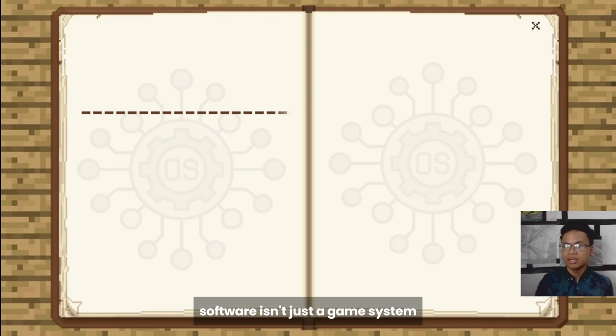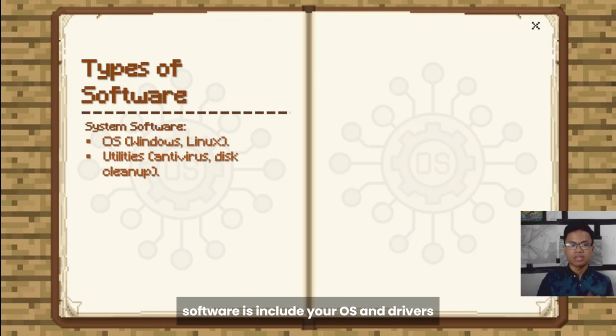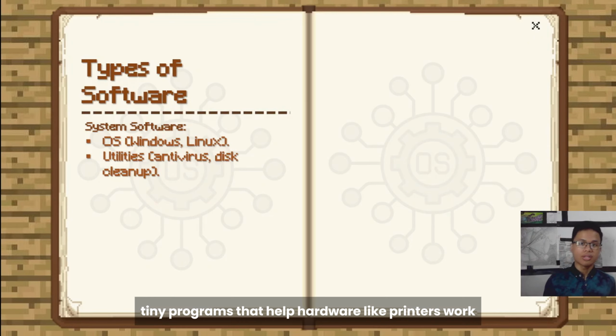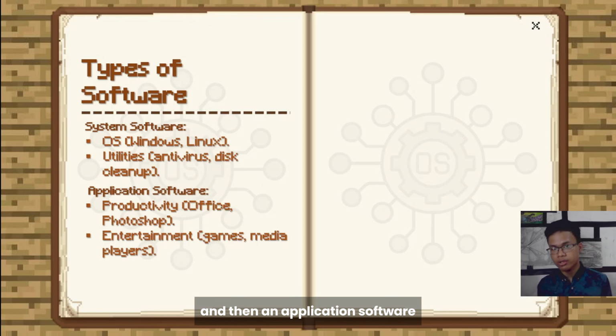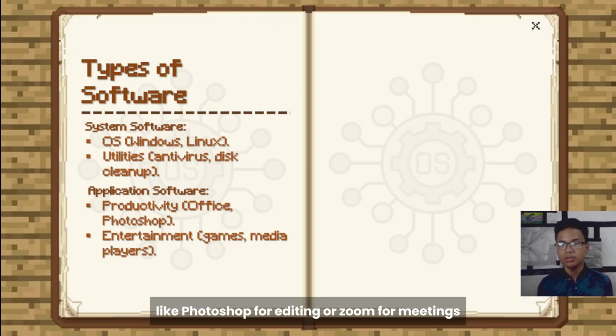Software isn't just a game. System software includes your OS and drivers, tiny programs that help hardware like printers work, and then application software, tools for specific jobs like Photoshop for editing or Zoom for meetings.